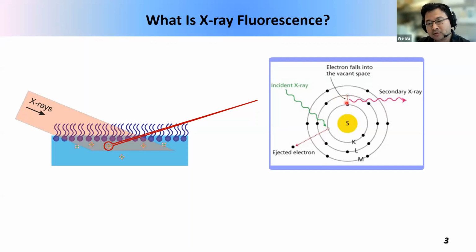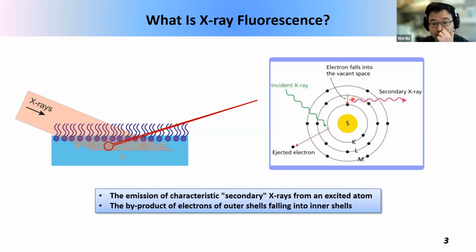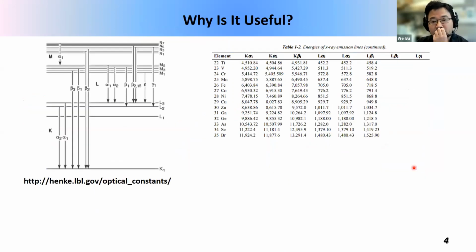Sometimes this energy is released in the form of a new photon, or X-ray. And this X-ray has energy exactly equal to the energy difference between these two shells. We call this phenomenon X-ray fluorescence. So X-ray fluorescence is the emission of X-rays from an excited atom, a byproduct of electrons from outer shells falling to the inner shells. Okay, so why is it useful?